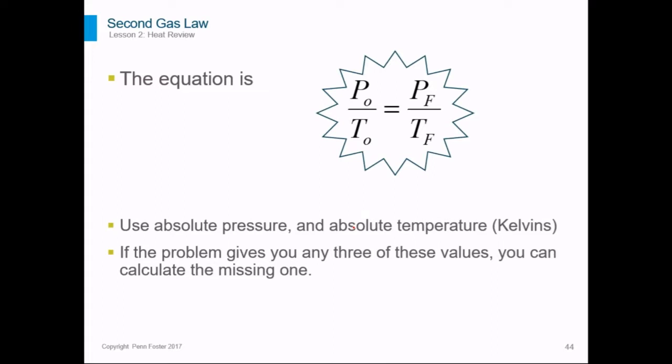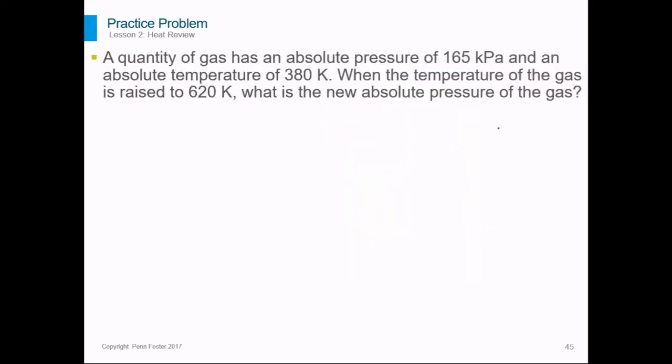You've got the original pressure and temperature on the left, the final pressure and temperature on the right, and make sure we're using absolute numbers. So we talked about absolute pressure already. You also need to use absolute temperature, which means we're using the Kelvin scale. So even though we use Celsius for a lot in this class, for this we need to make sure we're using Kelvin, not Celsius. And again, the problem will give you 3 of those values, and you solve for the 4th one. So let's look at a quick example of that.